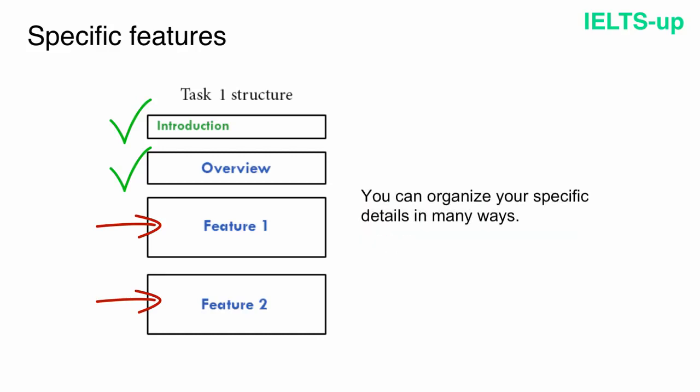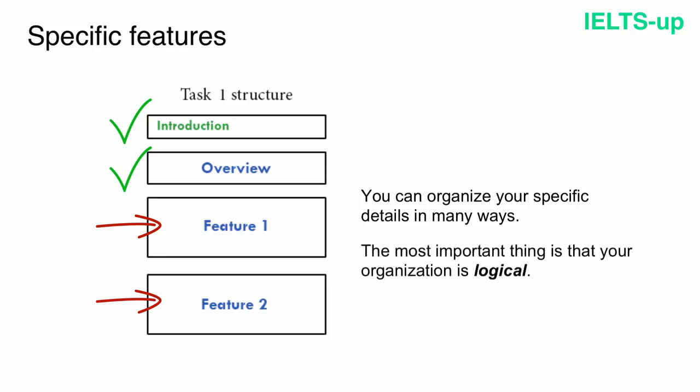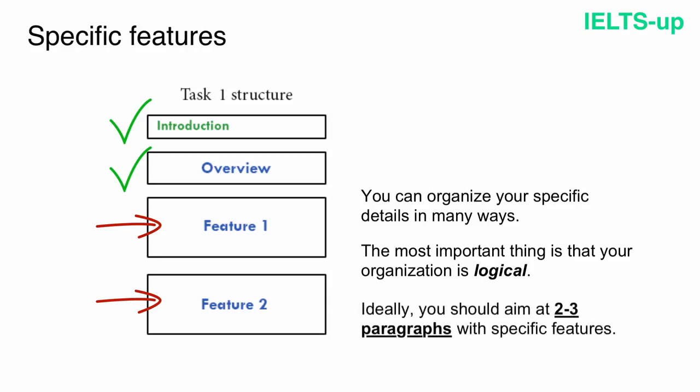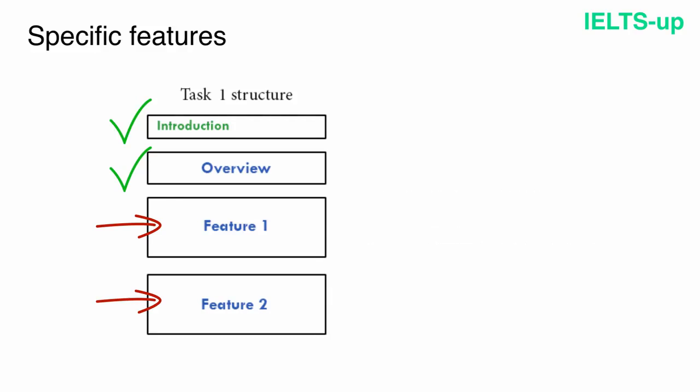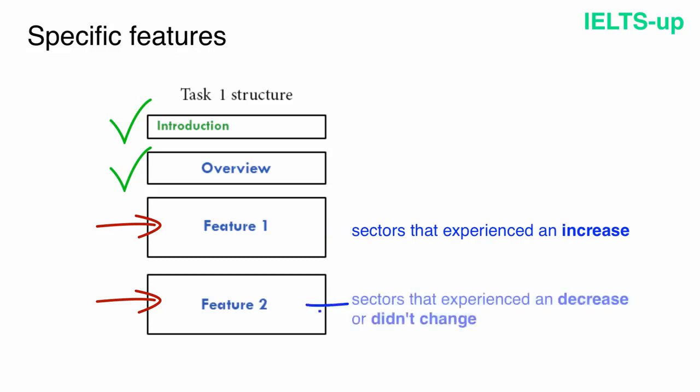You can organize your specific details in many ways. The most important thing is that your organization is logical. Ideally, you should aim at 2 or 3 paragraphs with specific features. I decided to group the specific features by decreasing and increasing trend. This means that in the first paragraph, I will describe economic sectors that experienced an increase, and in the second paragraph, I will describe economic sectors that experienced a decrease or did not change.